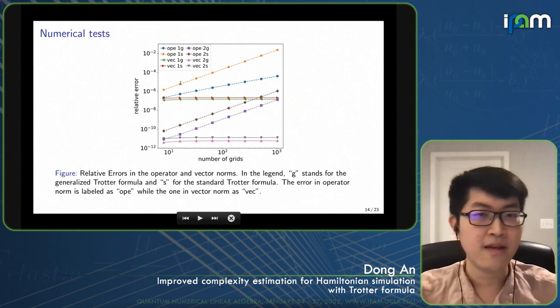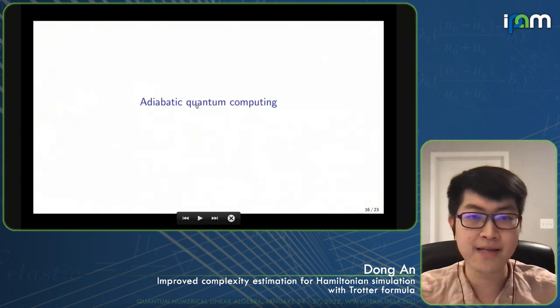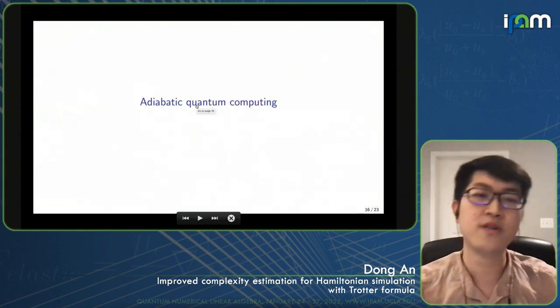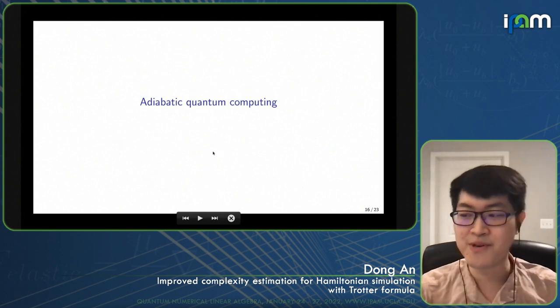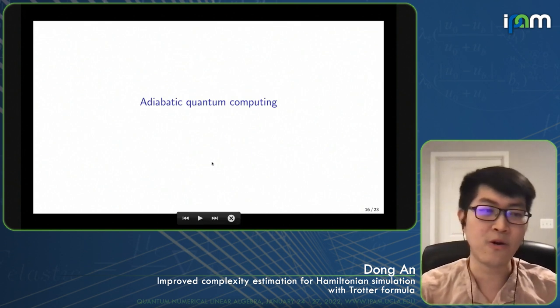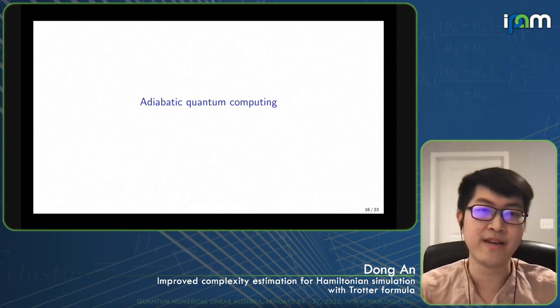So this is for the first part, and next I will skip the proof and discuss another interesting application, which is the Trotter for adiabatic quantum computing. This is really still ongoing work. I think we will post the paper later when it is ready.